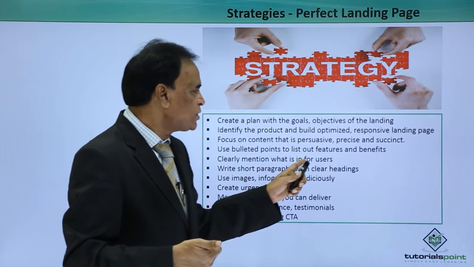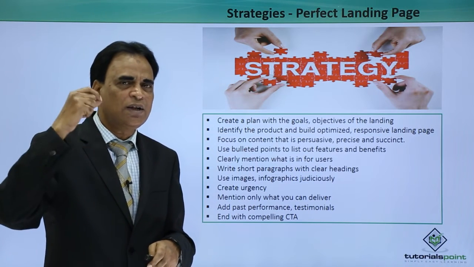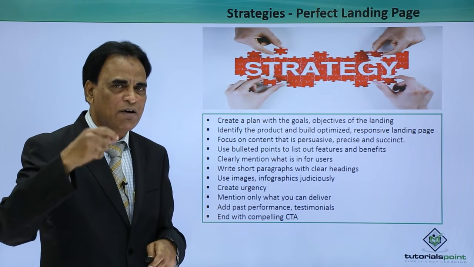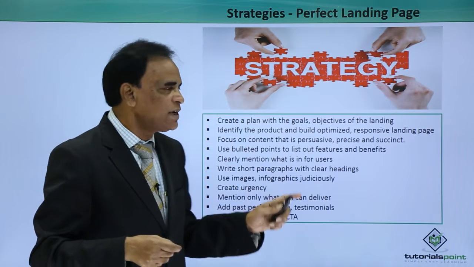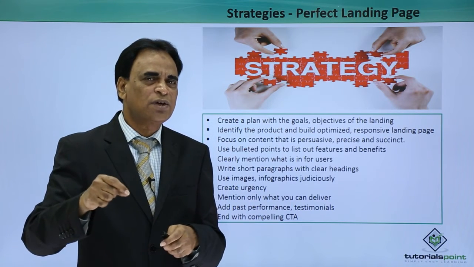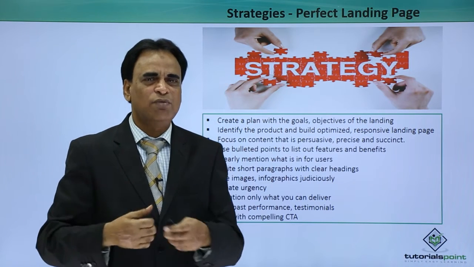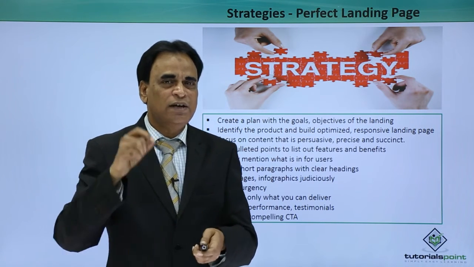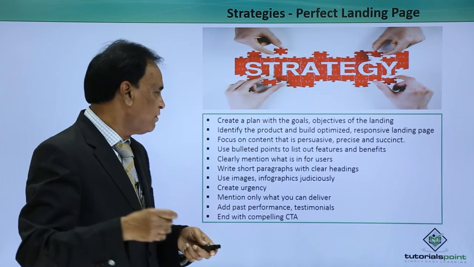Use bulleted points to list out the features and the benefits. All the features that you have got, all the benefits that you are outlining for your product, they have to be in bulleted points. Clearly mention what is in it for the users. The most important point, every anonymous user who comes to a landing page, the first thing they will ask is what is in it for me, what am I going to get out of it. List out the key points that the users can take away from it.